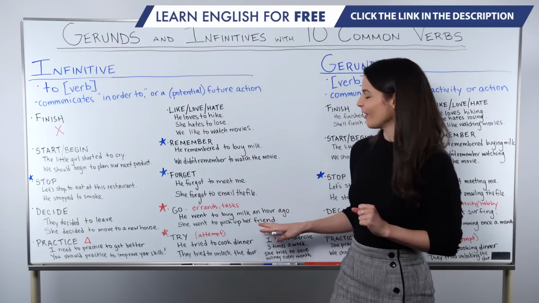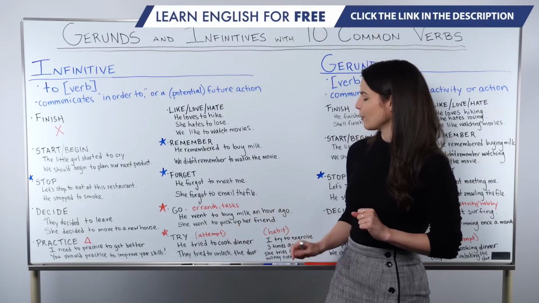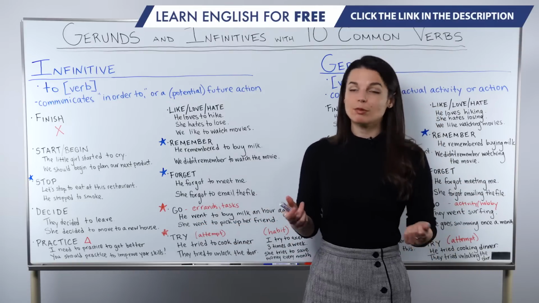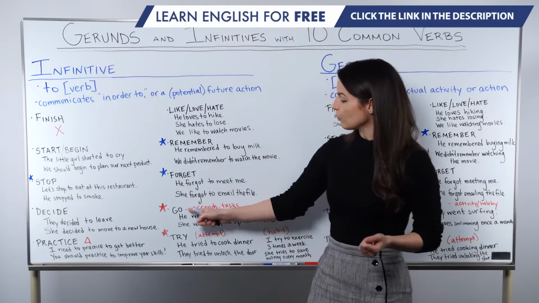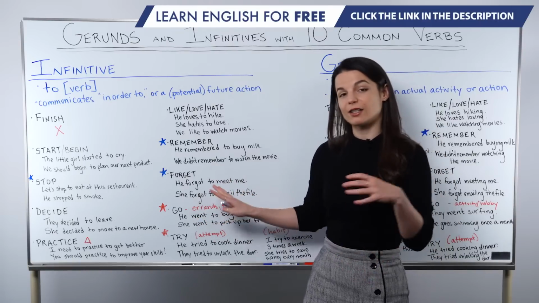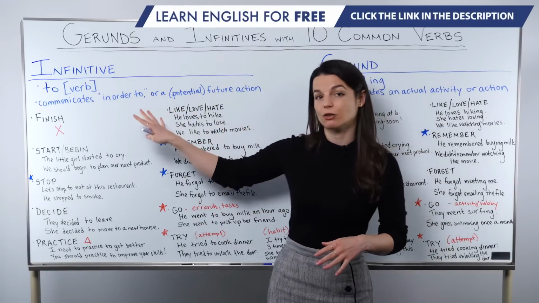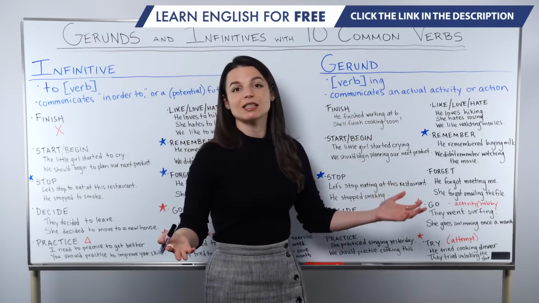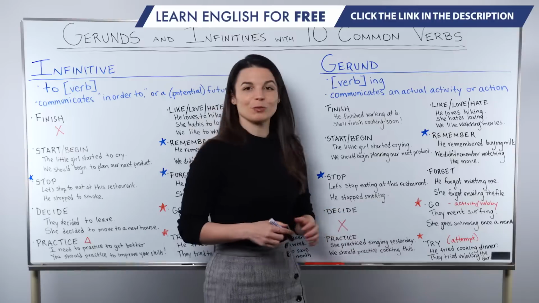Don't use that, it's not correct. And "she went picking up her friend" is also not correct. We cannot use those. So please keep in mind that when we use go and we're talking about our errands and our everyday tasks, we use the infinitive to express that. If you want to talk about your hobbies, your favorite activities and sports, use the gerund to express that.